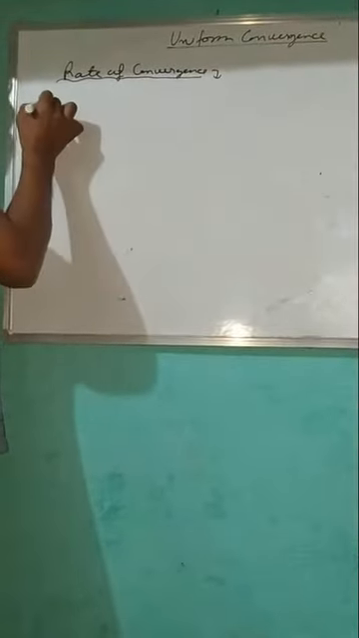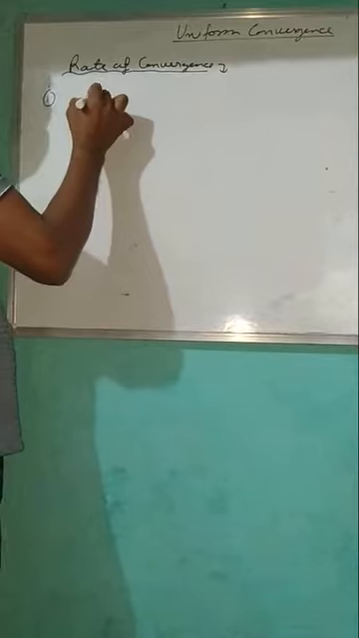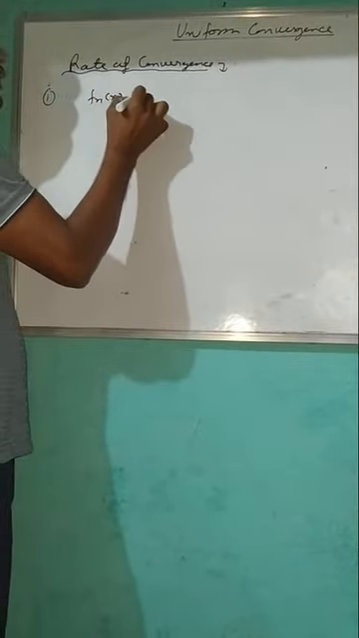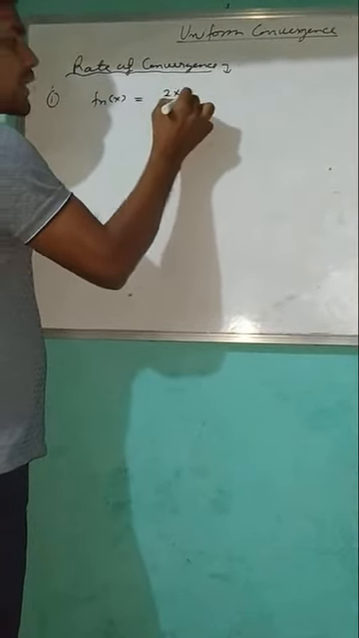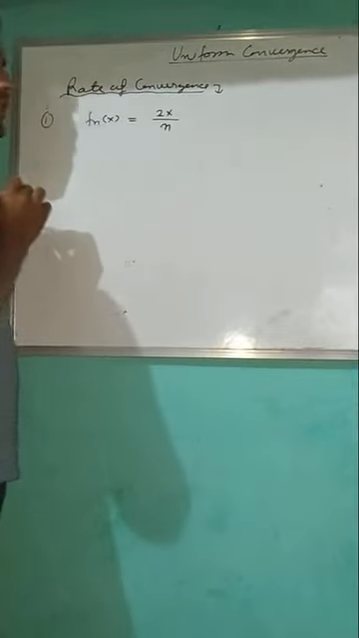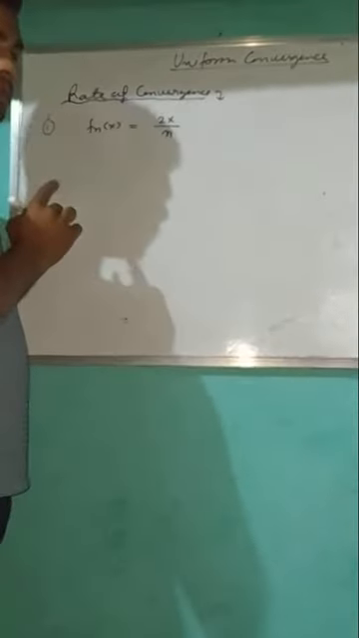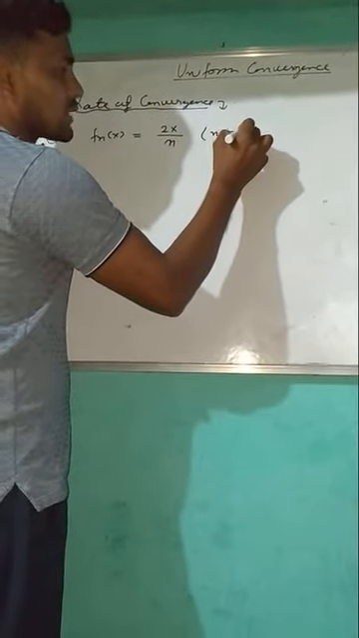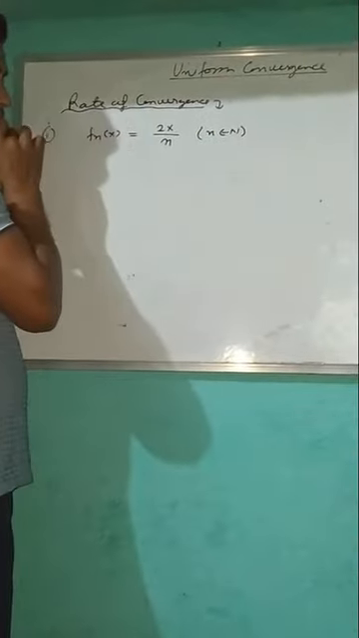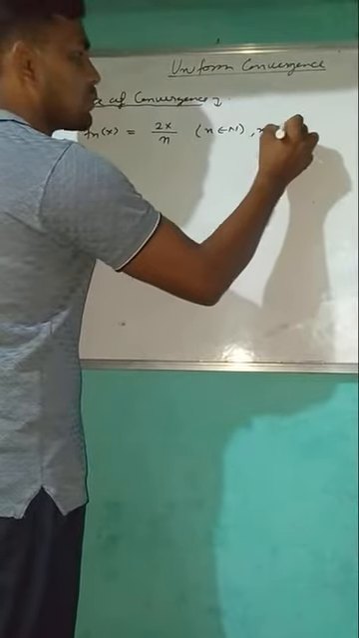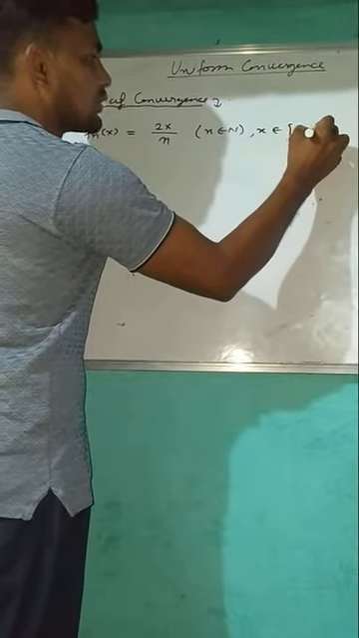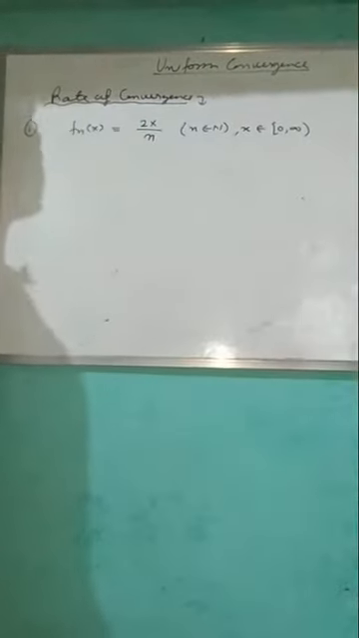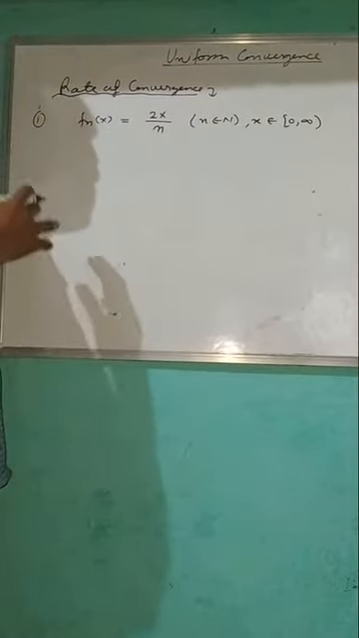Let us take an example. Suppose that we have a function f_n(x) equal to 2x upon n, where n belongs to the set of natural numbers, and let x belong to between 0 to infinity. Okay, and we want to check the rate of convergence. We want to check the uniform convergence for this function.